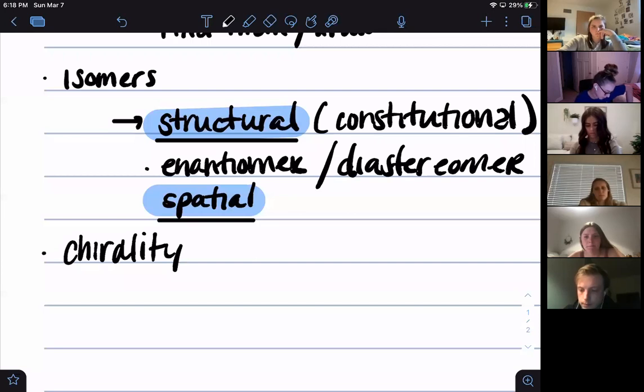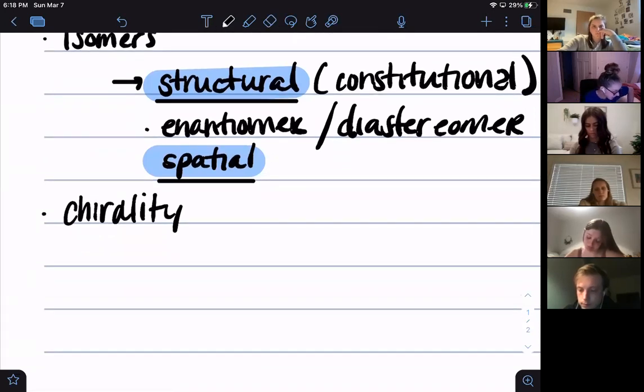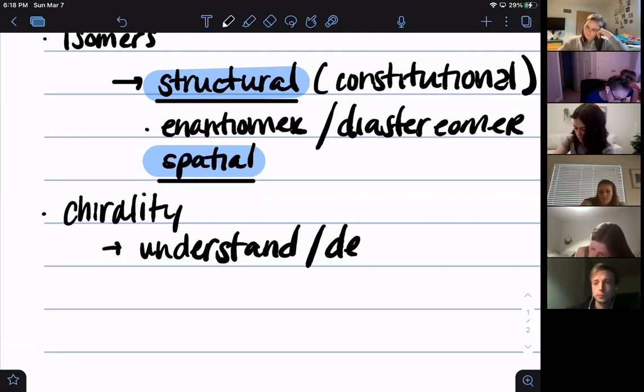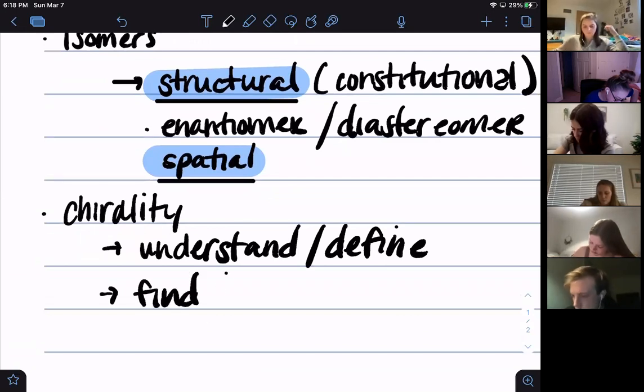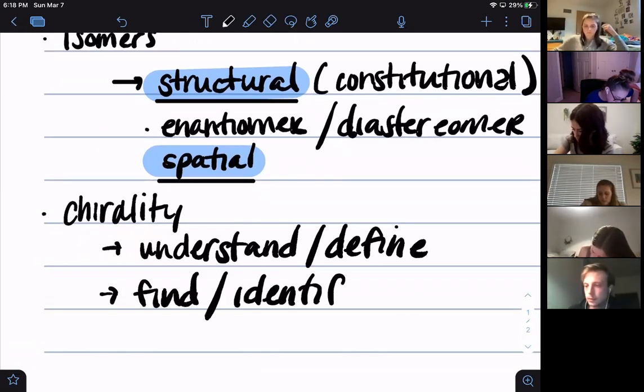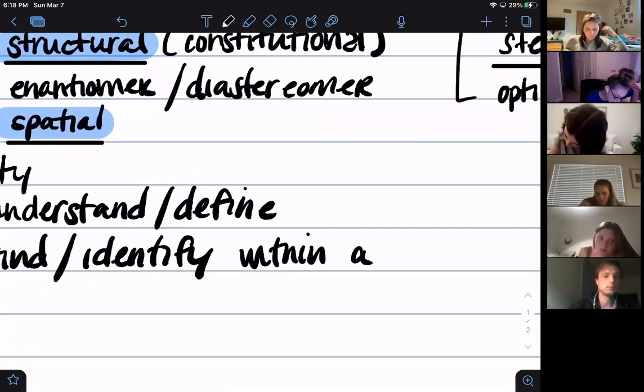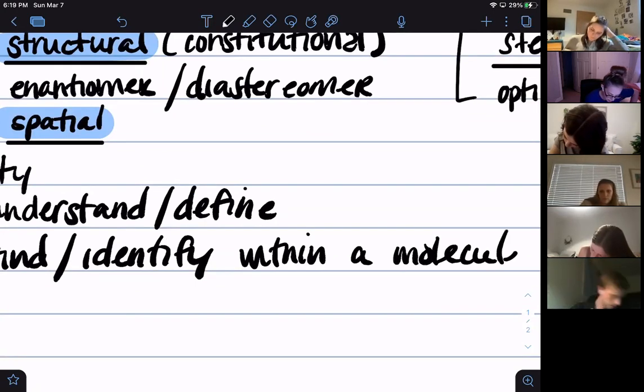Okay. Then the last thing, in terms of chirality too, I just want to make note, you're going to have to be able to understand and define the term, and then you're also going to have to find and identify it within a molecule. Okay.